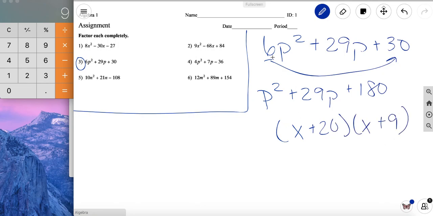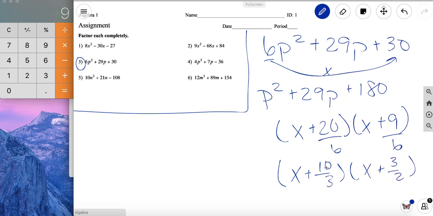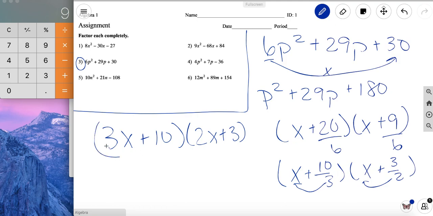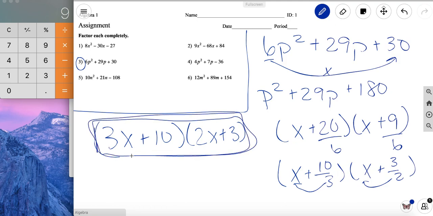Okay. Remember, we originally swung that 6 to the back, so we now need to divide by 6. Reduce our fractions. We get x plus 10 over 3, x plus 3 over 2. And then if we can't reduce anymore, we swing our denominators out in front and we get 3x plus 10, 2x plus 3. And we know this is the answer because when we FOIL it, we get back to this equation, our original worksheet equation.